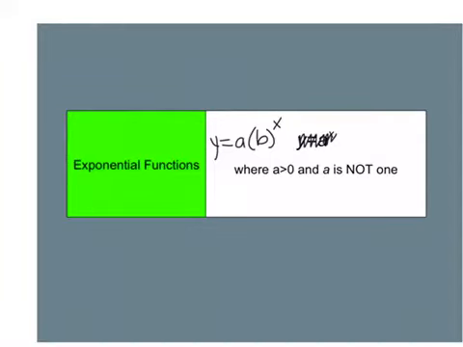So the standard form for exponential functions is y equals a times b to the x power, where a is greater than 0 and a cannot be 1. The reason that this is an exponential function is because the x is in the exponent. This is an exponent. So if we have that variable, that thing that's changing, as an exponent, then that ends up being an exponential function.